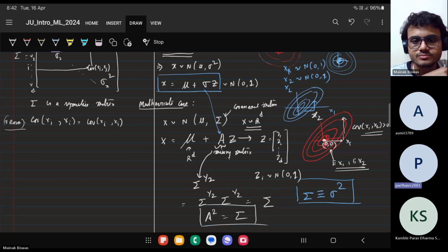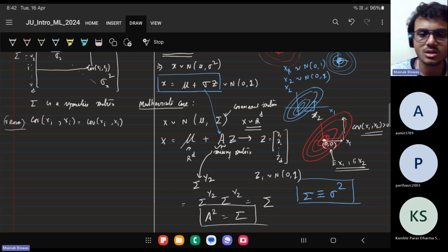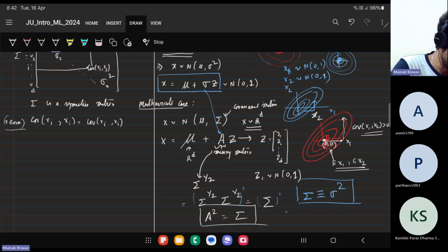Sigma half should also be symmetric, I think. Sigma half into sigma half is equal to sigma. So you can take the transpose on both sides. You'll get sigma half transpose squared is equal to sigma. So this has to be sigma half. So A will have to be symmetric, by definition.